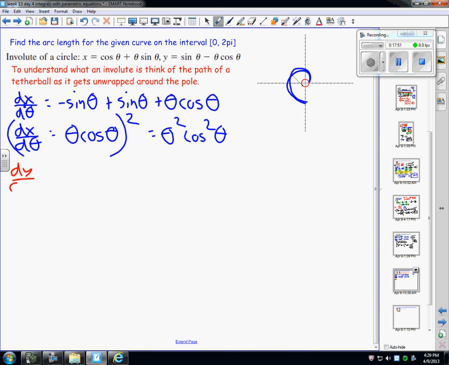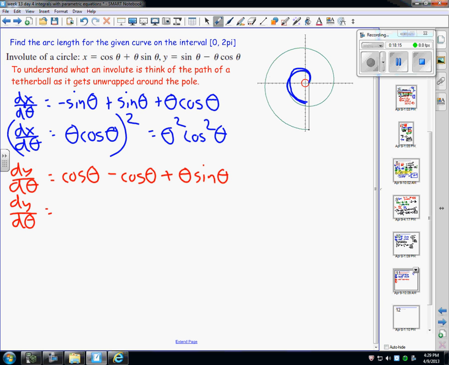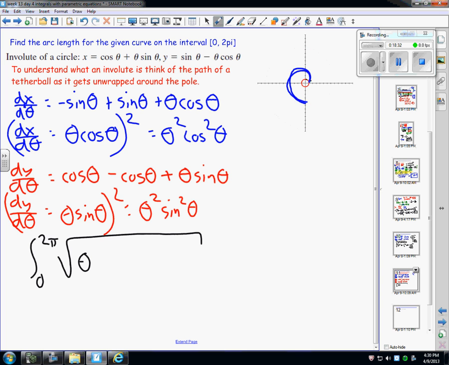And I want to do dy/d theta, which is cosine theta, product rule. So depending on how you do it, you could say this is negative cosine theta. Derivative of cosine is negative sine, so that turns it into a plus theta sine. So dy/d theta is theta sine theta. But I want to square that, and I get theta squared sine squared theta. Doing the arc length now from 0 to 2 pi of the square root of both of those squares.